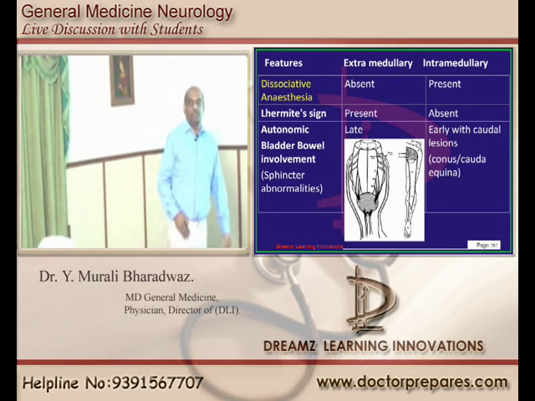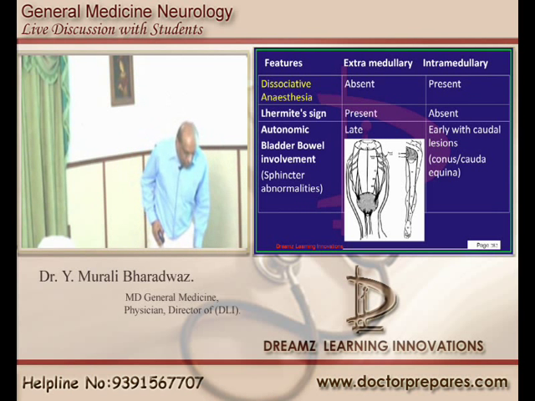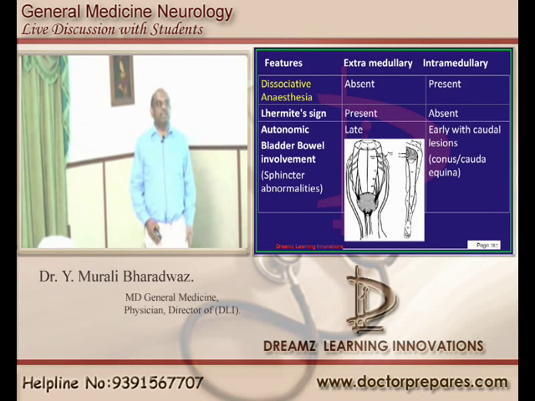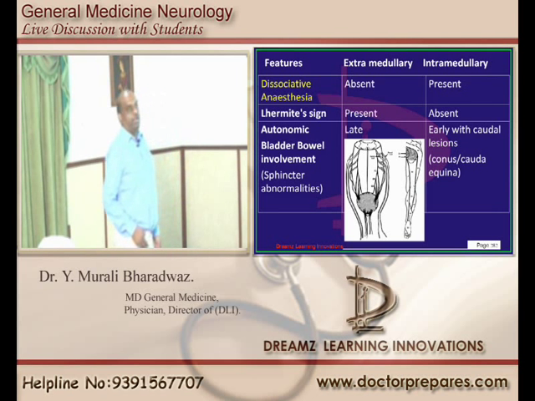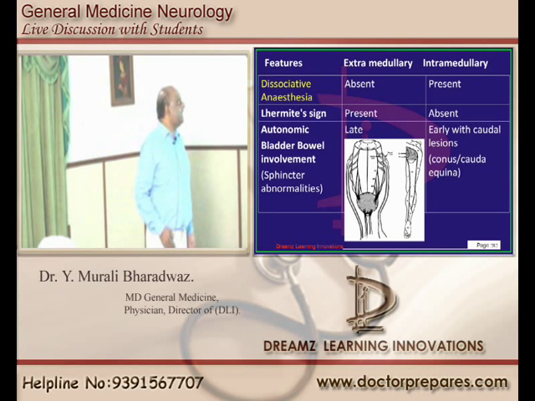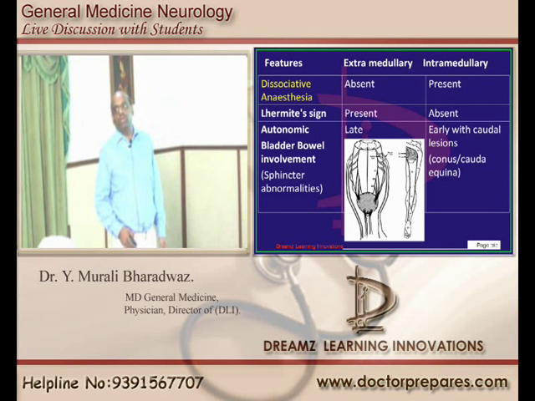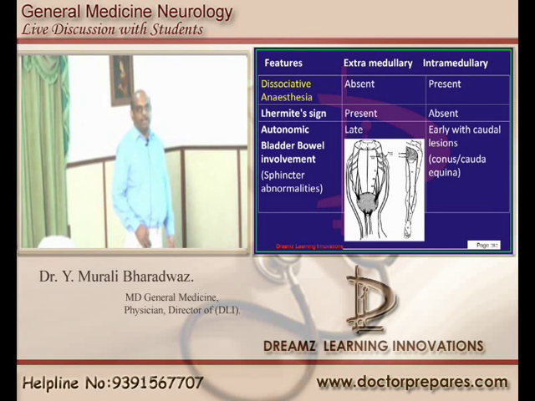Lhermitte sign. If you bend forward, there is an electrical sensation because of the radicular involvement. Radicles can get affected more in extramedullary. So Lhermitte is more common in extramedullary. Then autonomic bowel and bladder involvement will be typically found in the case of intramedullary, because bowel and bladder are more associated with the hypogastric plexus of nerves which are located within the cord. So that is the reason early with the conus and cauda lesions in intramedullary, not in the extramedullary.